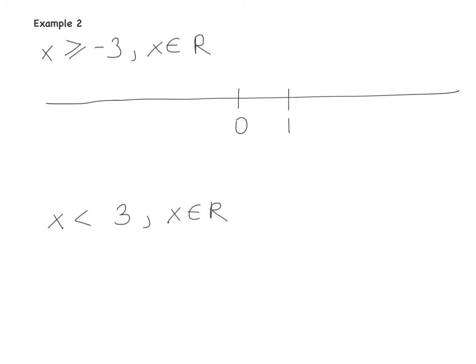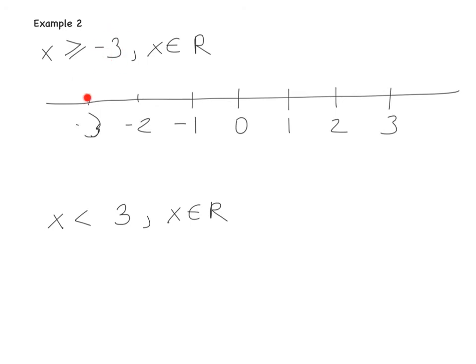0, 1, 2, 3, and then -1, -2, and -3. Okay, now let's look at our inequality. So x is greater or equal -3, and -3 is here.